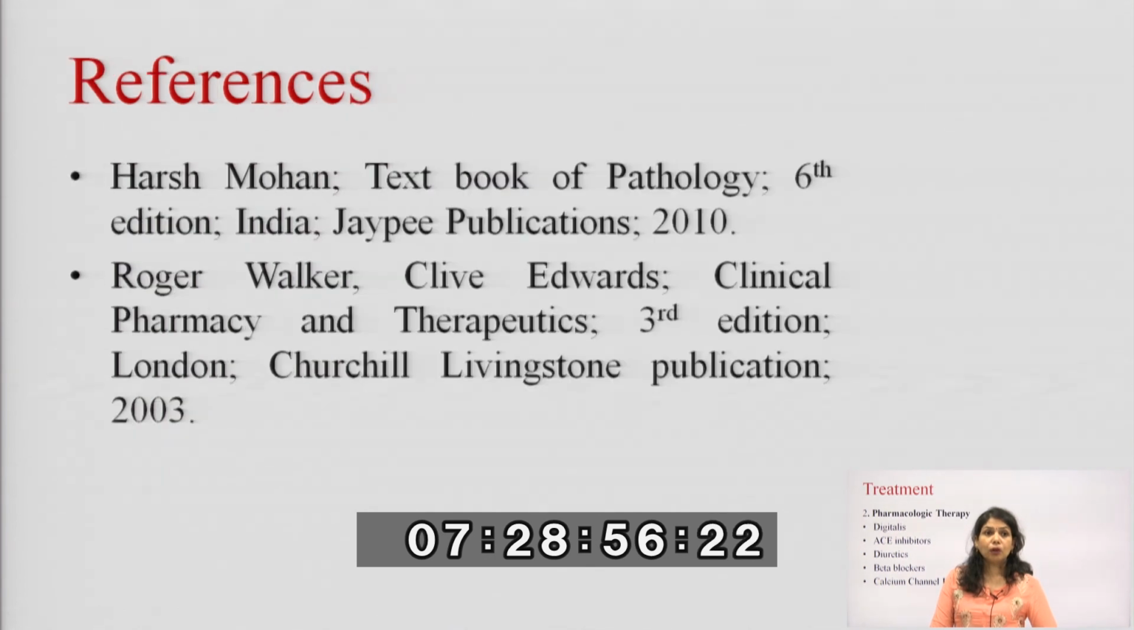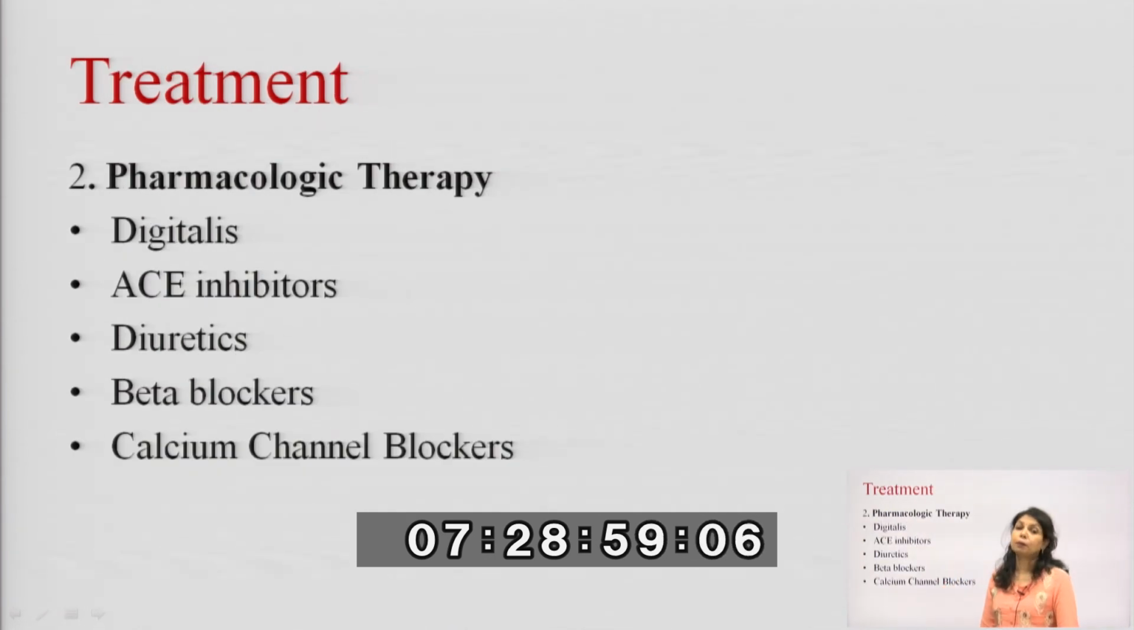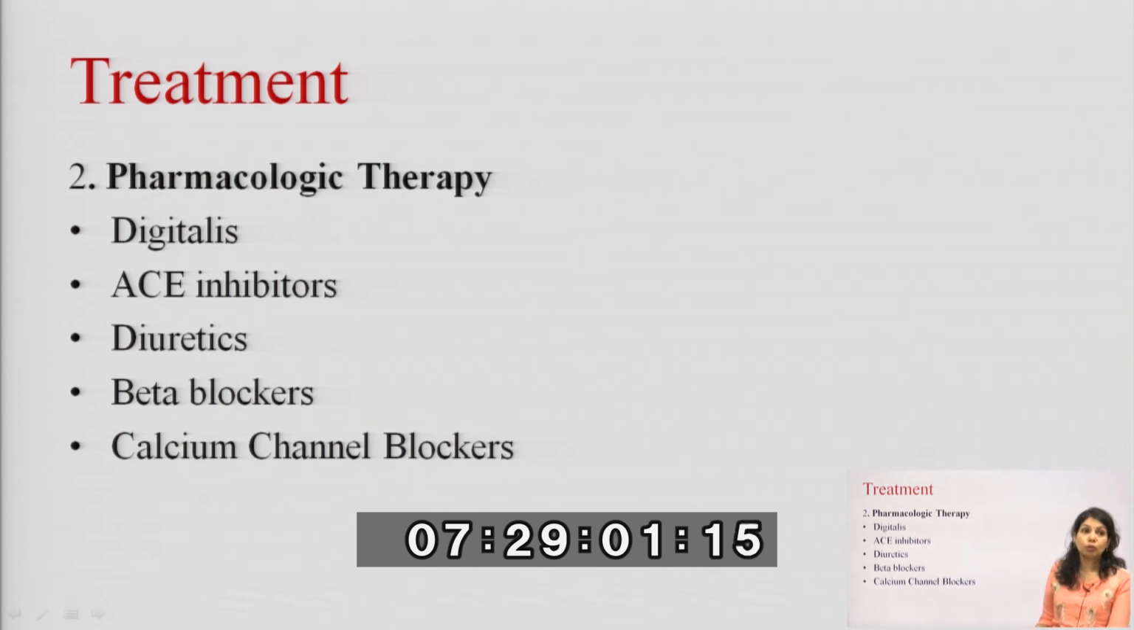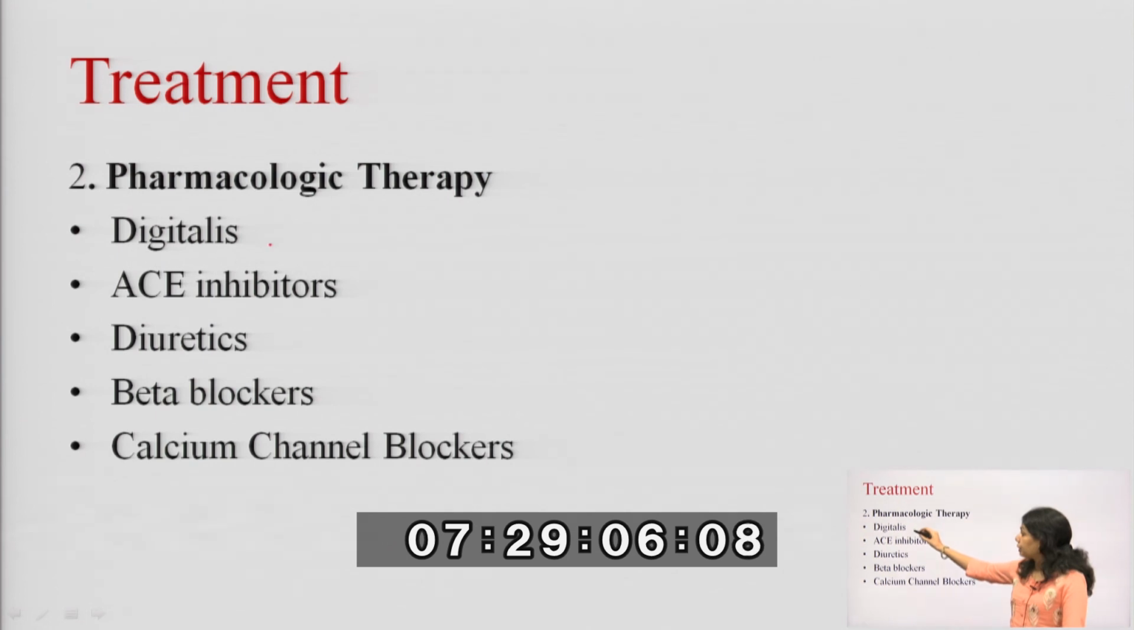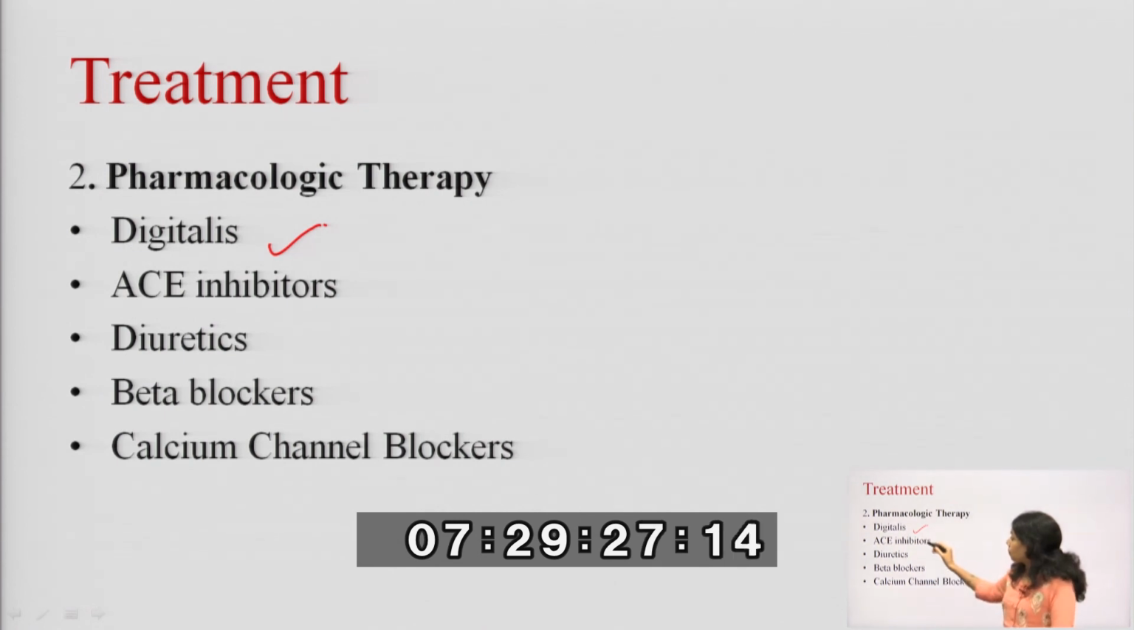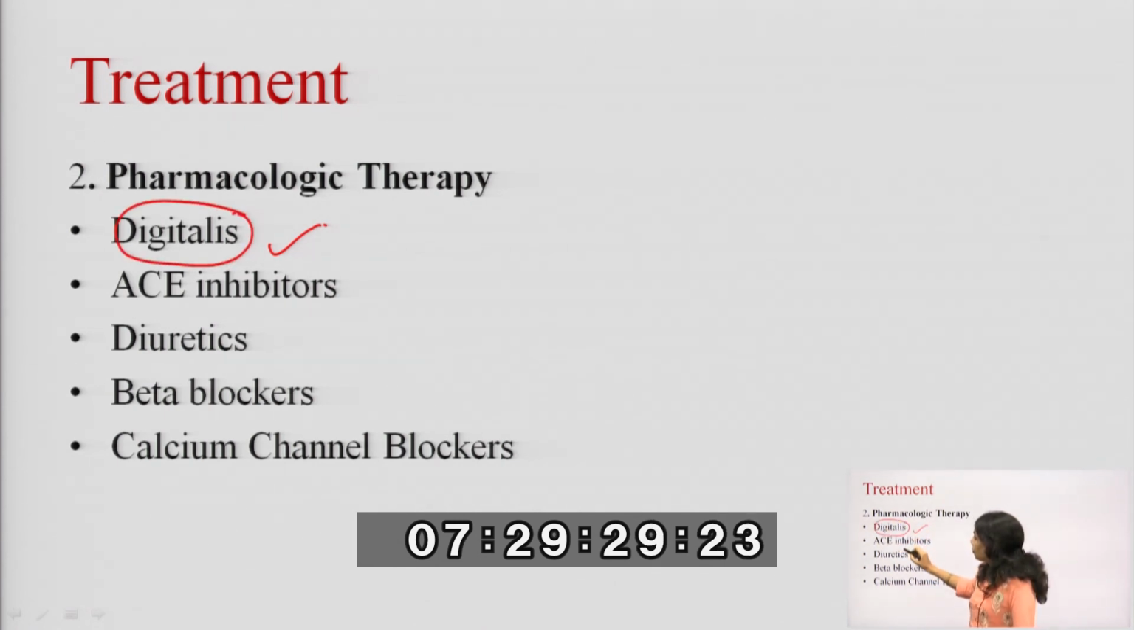Then the pharmacological therapy, that means what all drugs we have to give for the treatment of this congestive heart failure. So, you have to give digitalis. Digitalis is obtained from a natural plant, and the basic active constituent is digoxin. Digoxin is a cardiac glycoside; it decreases the heart rate. So, digitalis we have to give.